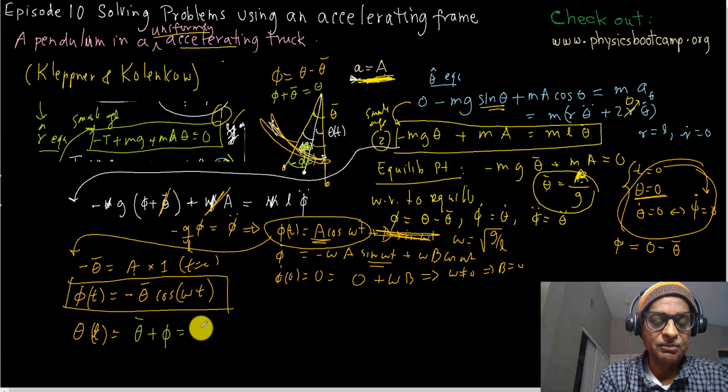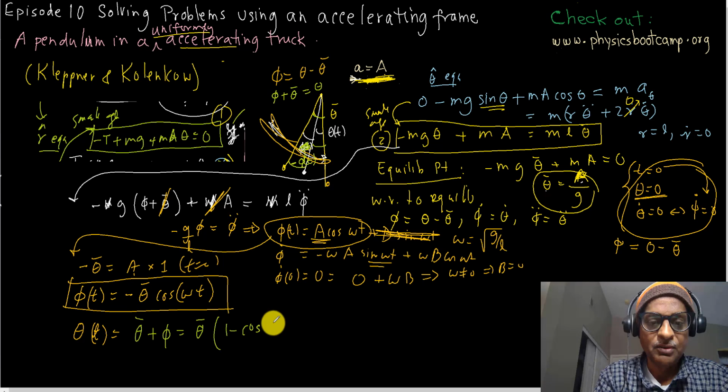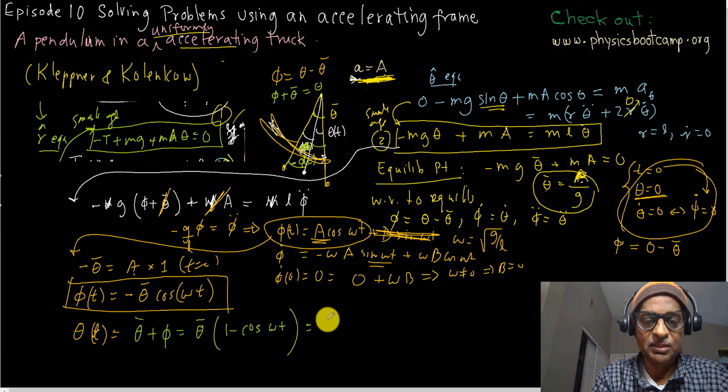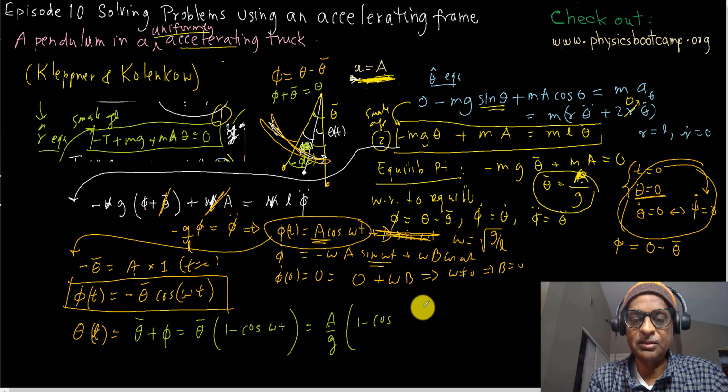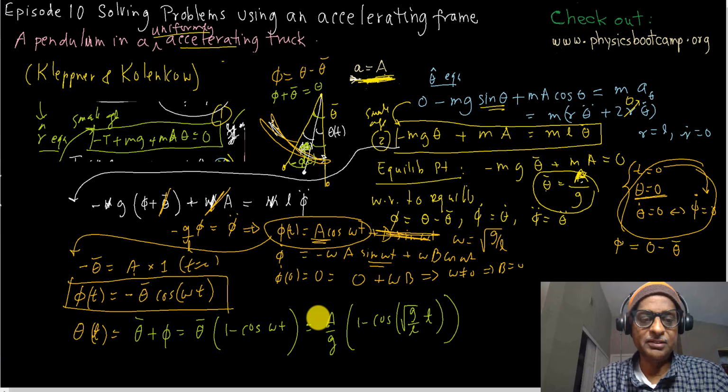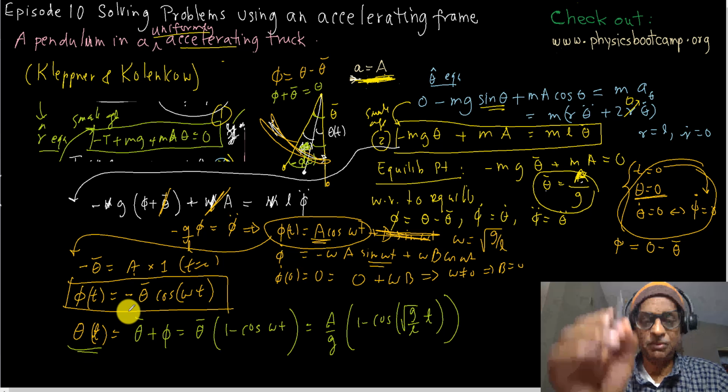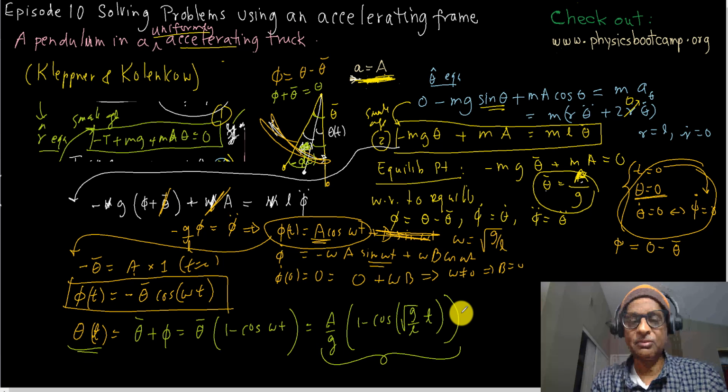So you can say theta bar times 1 minus cosine omega t, where theta bar is a over g, so 1 minus cosine of the square root of g over l times t. So that tells us the angle from the vertical with time, and it's the complete answer.